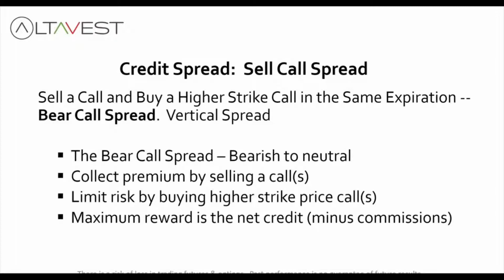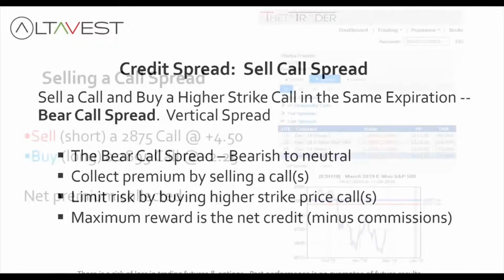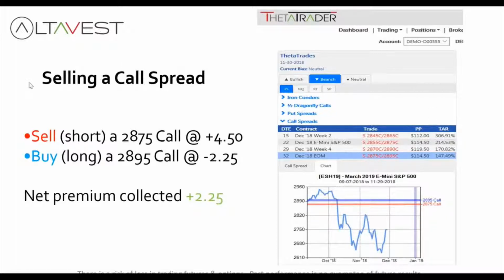Here's a call spread. So you would sell a call and then buy a higher strike price call. That's called a bear call spread or a vertical. And this is a bearish to neutral stance. You collect premium by selling a call, and then you limit the risk by buying a higher strike price call for less money. So your reward is the net credit you receive minus commissions. And let's look at an example. I'm going to get the pin out here.